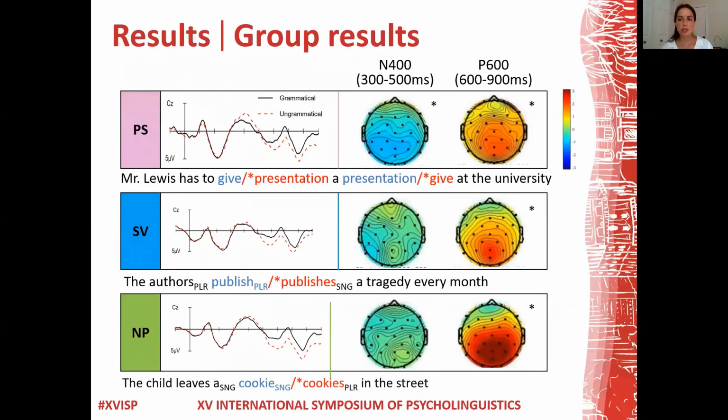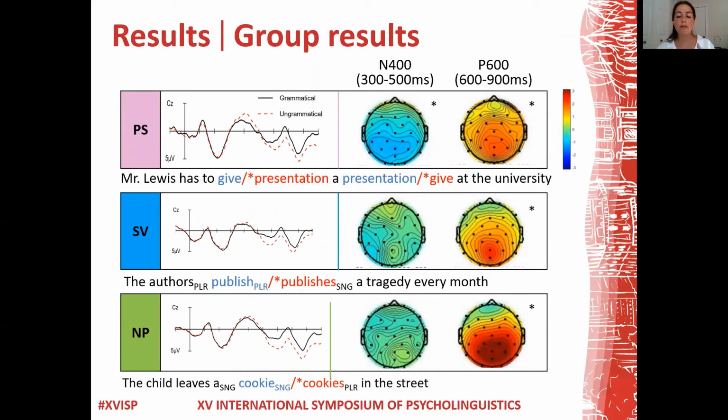So now we are ready to look at some of the results. I want to start by briefly reviewing group average results. On the left, we have waveforms for one representative electrode, CZ, and the red line represents processing of the violation, whereas the black one represents processing of the correct sentence. And note that here, positive is plotted down and negative is plotted up.